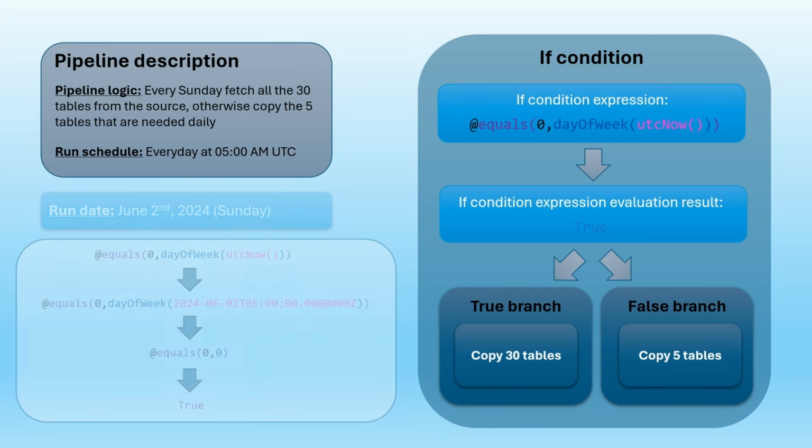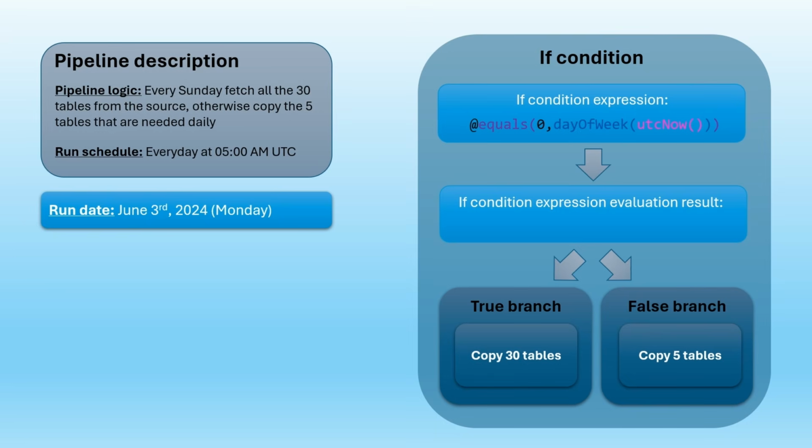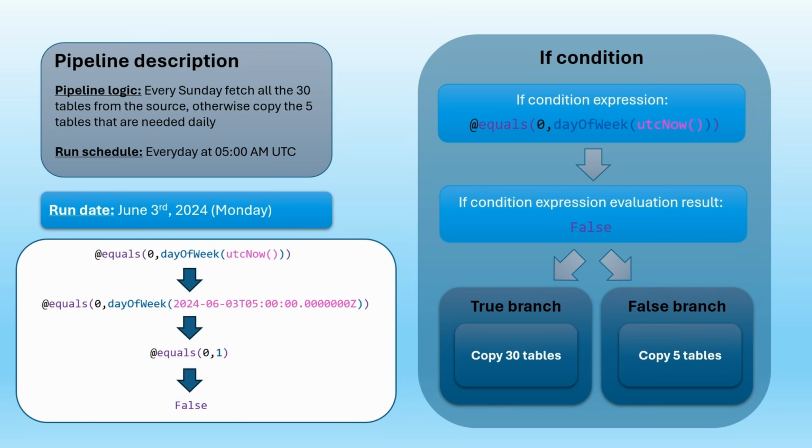Next, let's run this same pipeline again, but now it is running on the following day, which is June 3rd, 2024. This then means that now our expression will resolve to false, since our day of the week will return 1 for Monday, and our equals will then compare 0 to 1, which is obviously not true, meaning false. This will then guide our execution logic to our false branch, which will then copy only those 5 tables from the source.